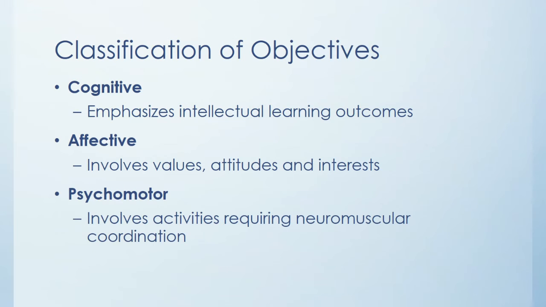All right, so that's how you write objectives. Now we're going to talk about the different types of objectives. So there are classifications of objectives. These are called domains, and there are 3 domains: cognitive, affective, and psychomotor. So the cognitive domain emphasizes intellectual learning outcomes. So these are things like just memory, like knowledge.